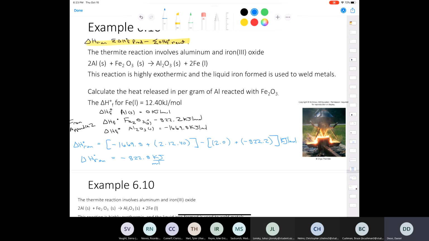And it wants to know the heat released per gram of aluminum. Well, we know that we have 2 moles of aluminum in the reaction. And we know that in 1 mole of aluminum, if we go to the periodic table and look up its molar mass, it's 26.98 grams of aluminum. So my moles of aluminum cancel out, and I'm left over with negative 15.25 kilojoules per gram of aluminum, like that.